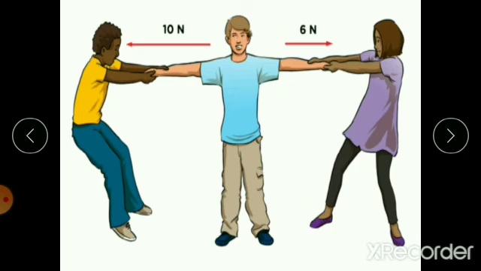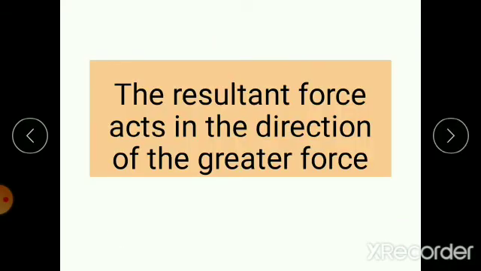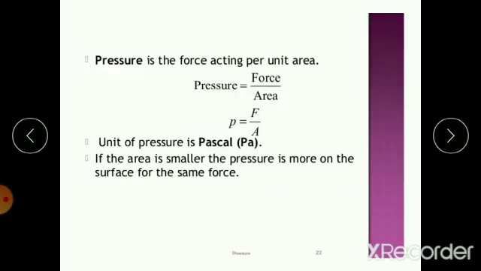So in which side will he move? Okay, the force which is greater, right? This side he will be moving. So the resultant force acts in the direction of the greater force. Okay. Next we'll see the concept of pressure.